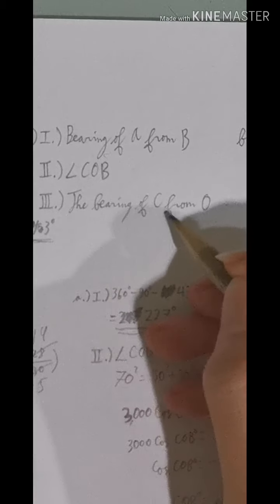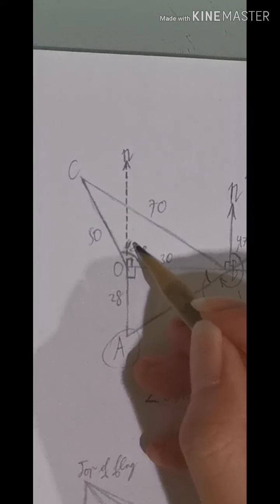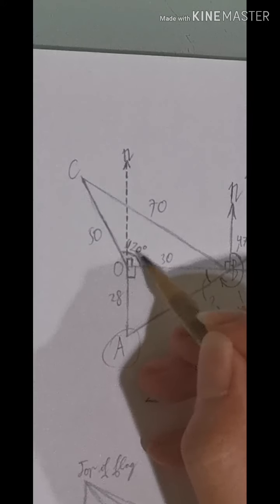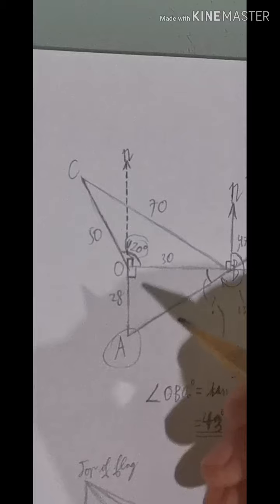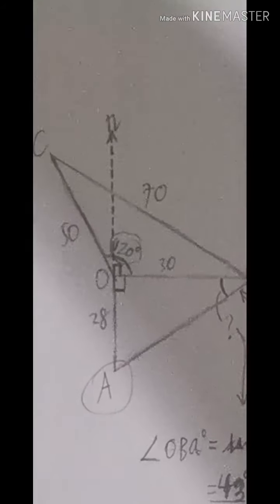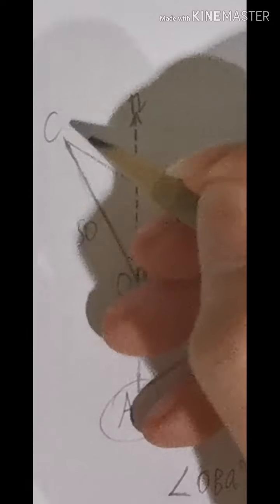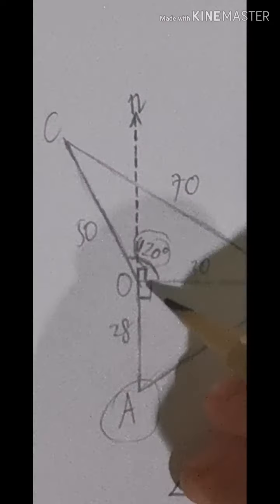The bearing of C from O. Remember what I said about keeping 120 there? This is where 120 comes in usefully. So keep in mind, I'm going to zoom in. It's asking for the bearing of C from O.